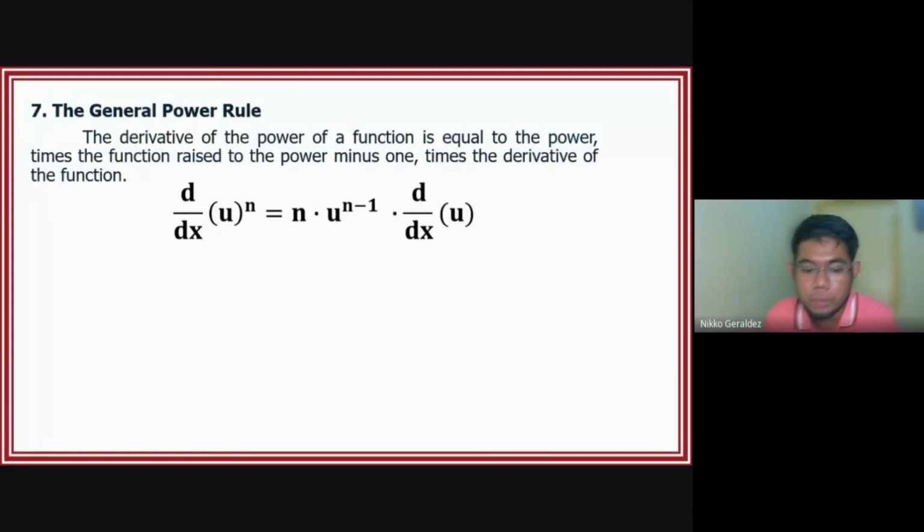Next, general power rule. So the derivative of the power of a function is equal to the power times the function raised to the power minus 1 times the derivative of the function. Okay. Dito sa general power rule, meron kang function raised to a power. Ayan yung kukunin natin ng derivative.